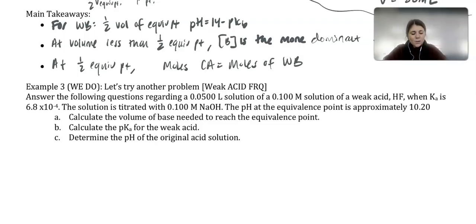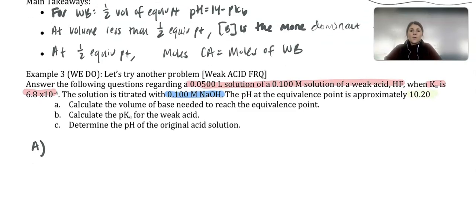The solution is titrated with 0.1 molar NaOH, and they told us the pH at the equivalence point is approximately 10.20. So we need to first calculate the volume of base needed to reach equivalence point. Before I get too deep into the problem, I'm going to highlight the things we know about HF and then what we know about the base. And we do also know the pH at equivalence.